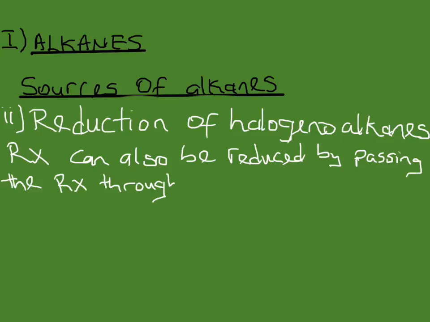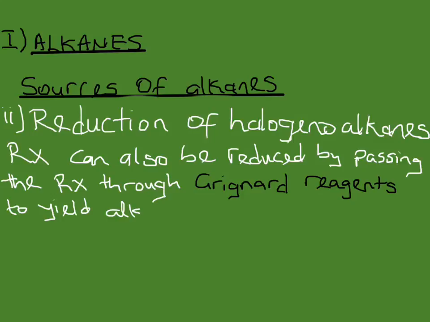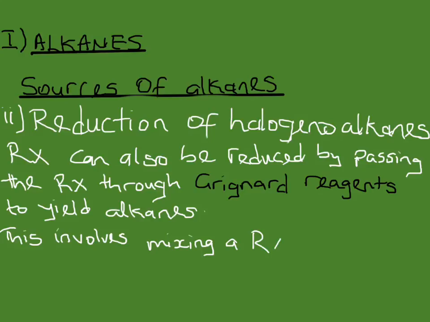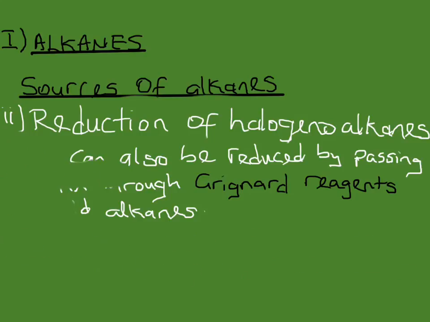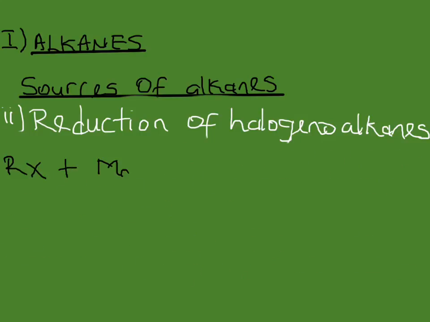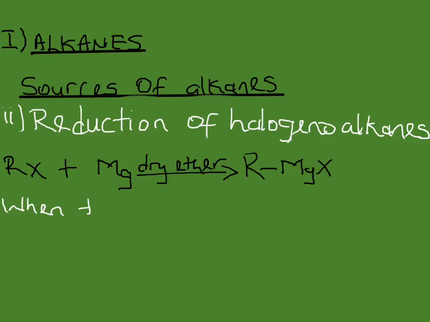Halogenoalkanes can also be reduced through Grignard reagents to yield alkanes. This involves mixing a halogenoalkane and clean magnesium filings in ethereal solution. Ethereal solution is a solution of ether. In ethereal solution, like you can see from a specific example there, we have the example there.